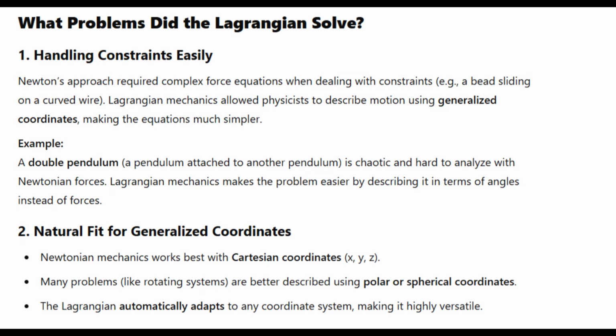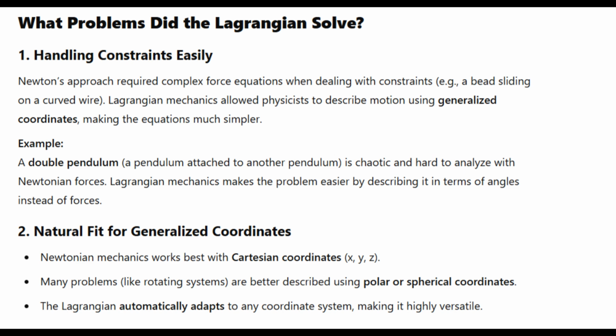What problems did the Lagrangian solve? 1. Handling constraints easily. Newton's approach required complex force equations when dealing with constraints, e.g., a bead sliding on a curved wire. Lagrangian mechanics allowed physicists to describe motion using generalized coordinates, making the equations much simpler. Example: a double pendulum, a pendulum attached to another pendulum, is chaotic and hard to analyze with Newtonian forces. Lagrangian mechanics makes the problem easier by describing it in terms of angles instead of forces.